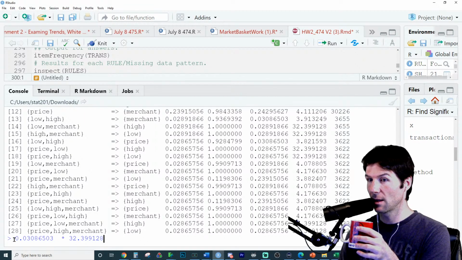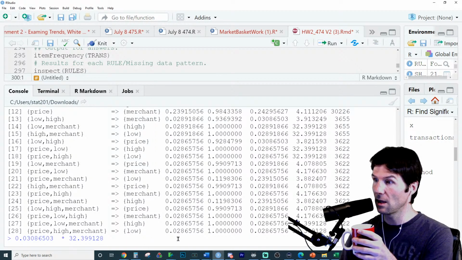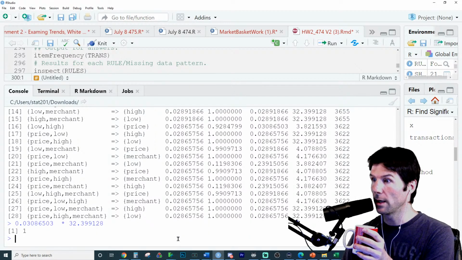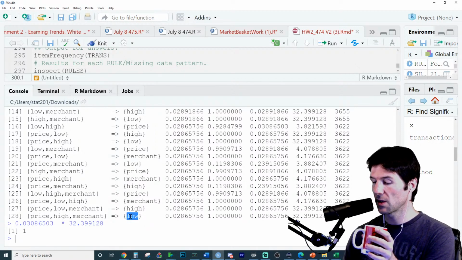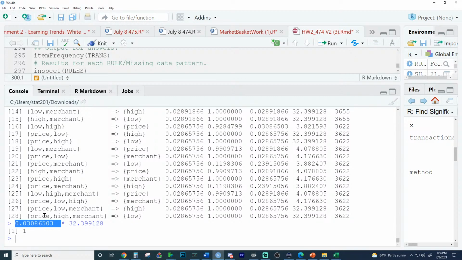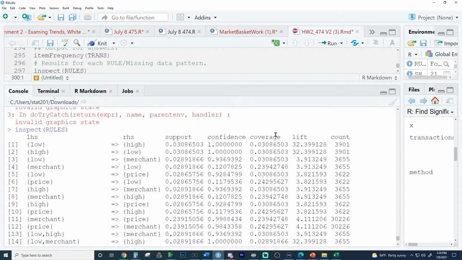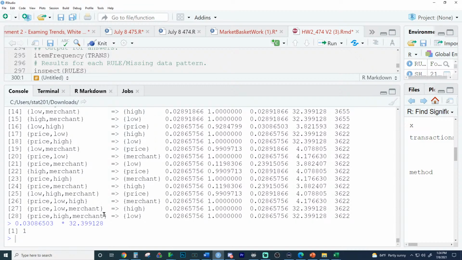So you're timesing this by 0.03. So this is the percent of time they're all missing together. And so this will be the confidence. So the confidence right there is 1, because anytime price, high, and merchant are missing, this means low is missing 100% of the time. The original probability of low missing, which is its item frequency, or the coverage of low. This wasn't in the notes, but it's a little extra thing. If you look at the coverage, it's the item frequency of the left-hand side. So I can find out the item frequency, or how often low is missing, by doing that right there. And this right here tells us the factor increase, because it's a lift, to the original probability. And the factor increase times the original probability, which you have to remember, this is the original probability, is going to give you the lift.